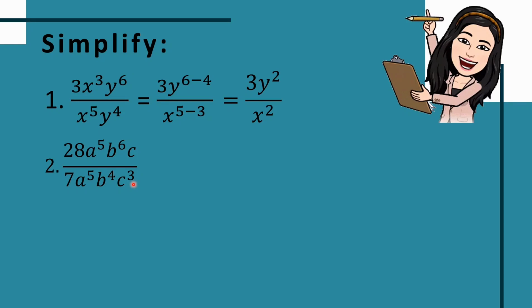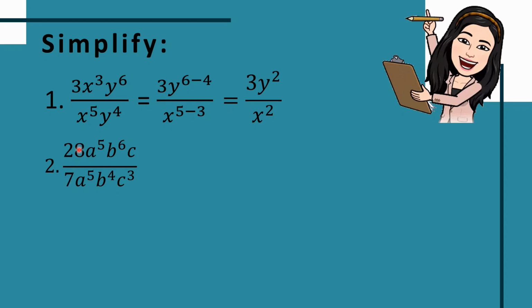Can we divide 28 by 7? Okay, correct. So, 28 divided by 7 is 4. So, saan natin isusulat si 4? Sa numerator or sa denominator? Correct. Sa numerator. Because, mas malaki ang 28 kay 7. So, that is equal to 4.